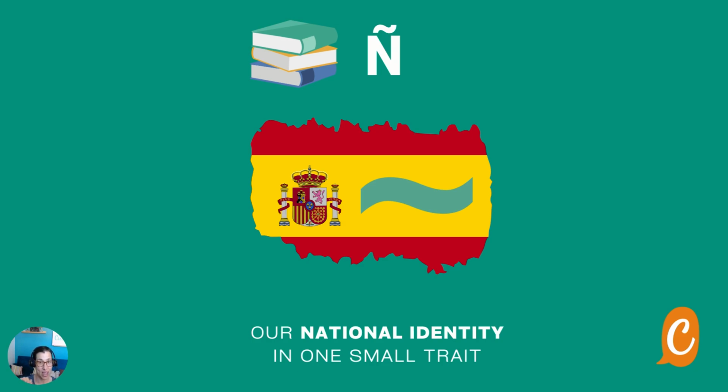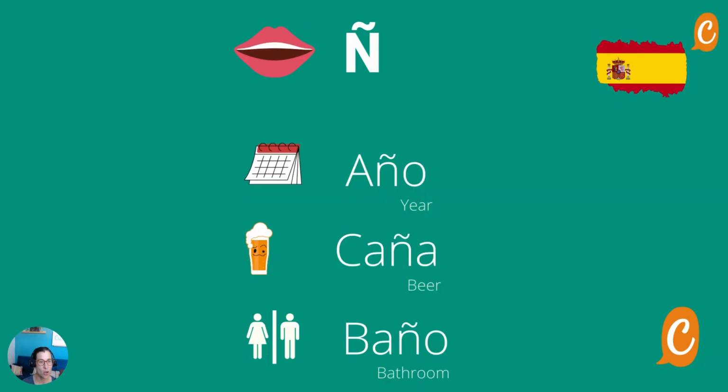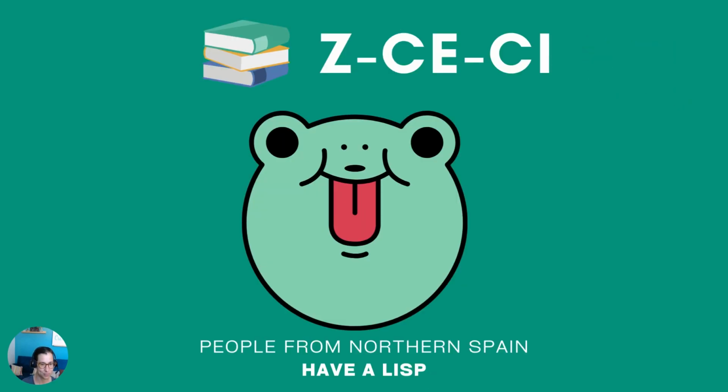Next up, letter ñ. It's that little trait on top of letter N, which marks our identity because the words España and español contain this letter and it's unique to Spanish. So let me show you some other words that contain this letter. We have año, which is year, caña, which is a small beer that you order in the bar, and baño, which is the bathroom.